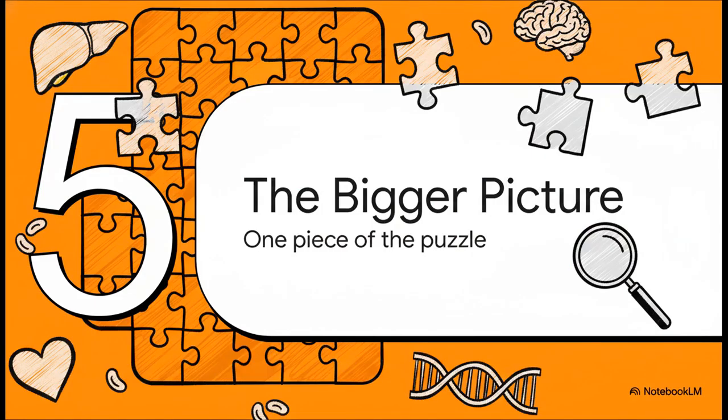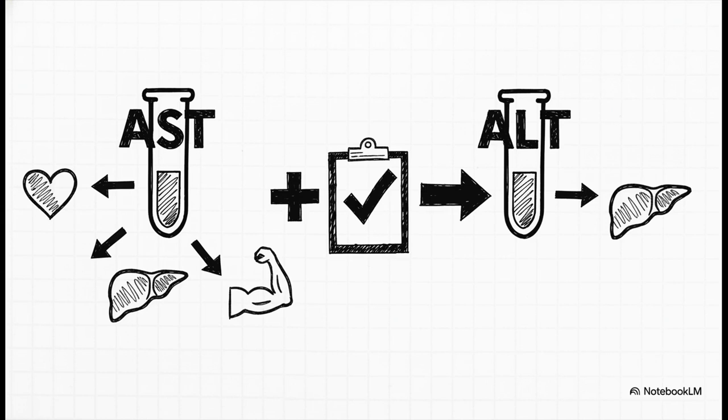And that really brings us to our final section, the bigger picture. Because the most important takeaway here is that your AST test is just one single piece of a much bigger health puzzle. It never tells the whole story on its own. This is exactly why your provider will almost always look at your AST test right alongside another test for a different enzyme called ALT. Think of them as a team. See, ALT is another liver enzyme, but it's way more specific to the liver than AST is. So by looking at both numbers together, by comparing the ratio of AST to ALT, your doctor gets much better clues about what's going on and where the issue might be coming from.